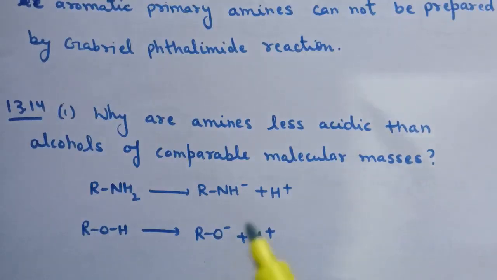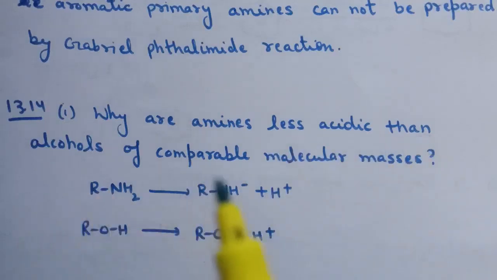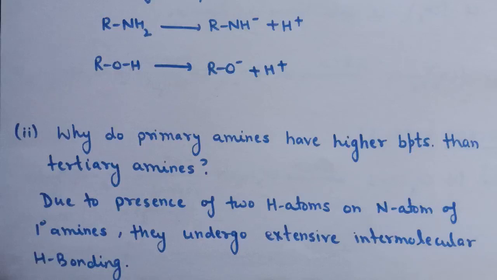Since oxygen is more electronegative than nitrogen, this RO negative can accommodate the negative charge more easily than the RNH negative can accommodate the negative charge. Or in other words, you can say that RO negative is more stable than RNH negative. That is why amines are less acidic than alcohols of comparable molecular masses.